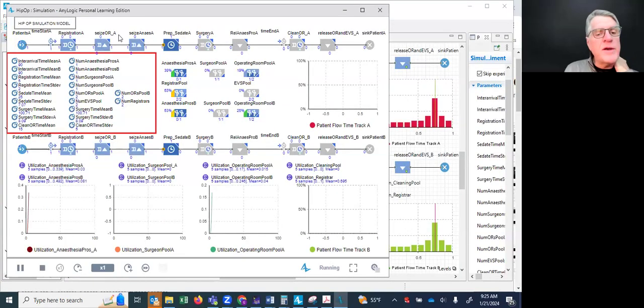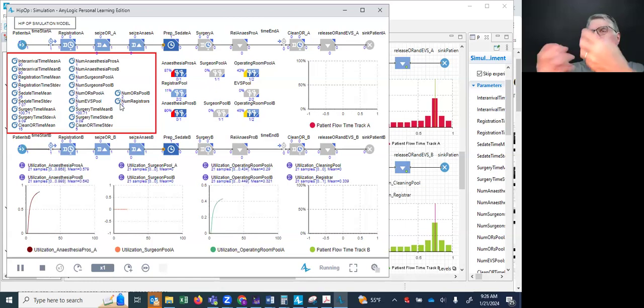So none were reported. Now, in this base case, just to have a look through my parameters. I've got an anesthesiologist in each pool. I've got a surgeon in each pool. I've got two ORs in each pool. I've got two registrars in the pool that serves both tracks, track A and track B. I've also got two people in the EVS pool who are going to clean track A and track B ORs.